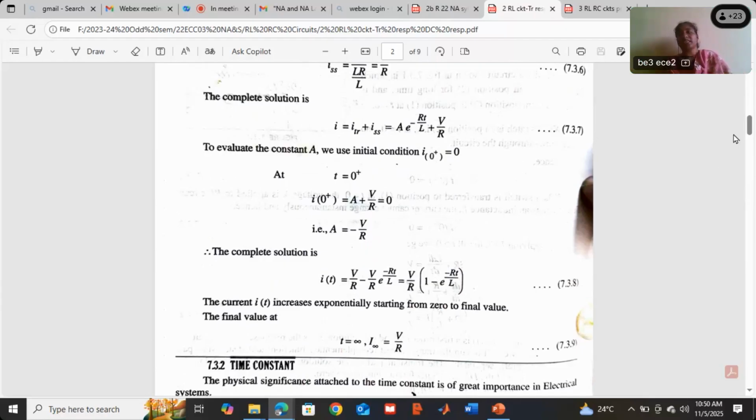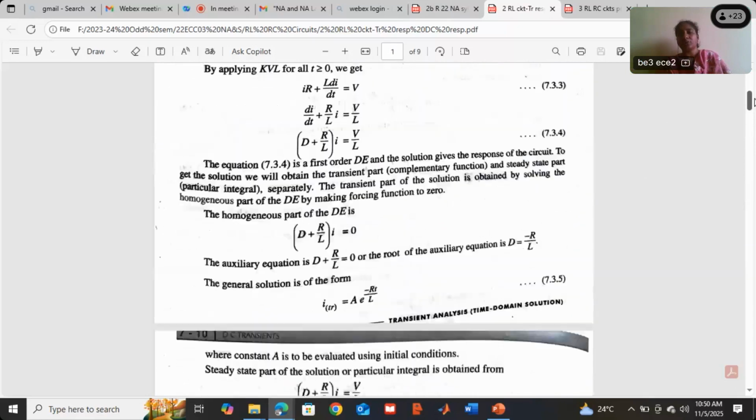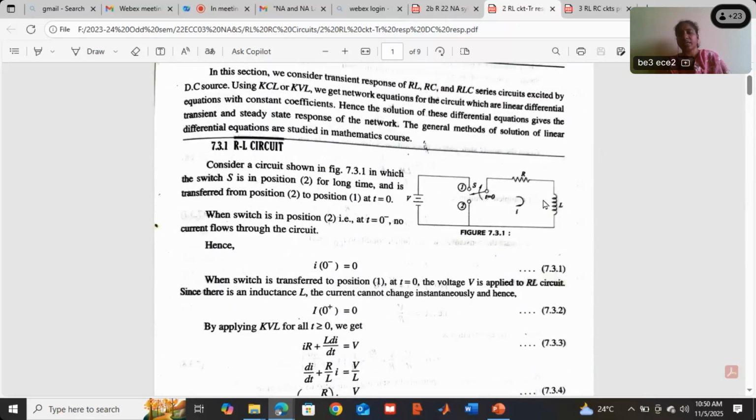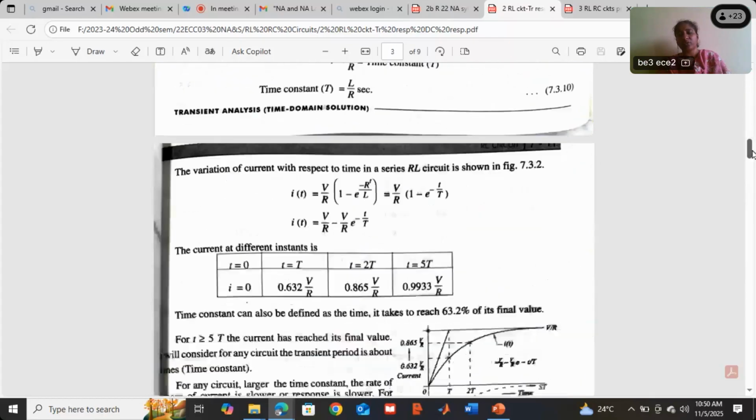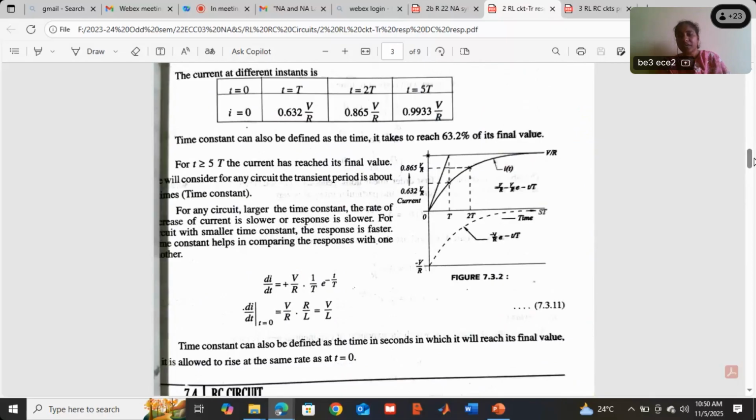output is taken across L, the inductor. In the RL circuit, output is taken across the inductor. You see here, L is present at the end. And VR, the voltage across the resistor: the current and VR look similar. In the graph, you can see current and VR will look similar. Both are increasing graphs. And the VL value will decrease, VL will be a decreasing graph. This is about the RL circuit.